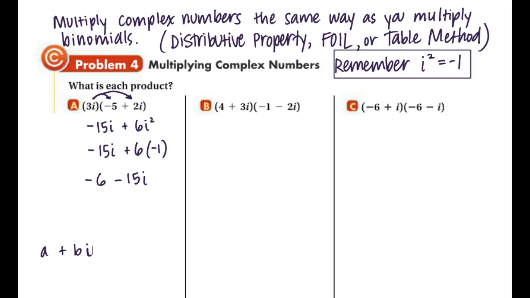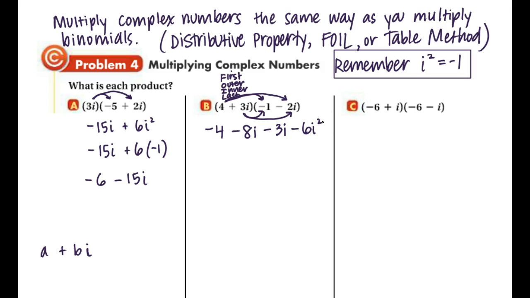Now in part B, we're given the product of two binomials. So in part B, I'm going to use the FOIL process. Remember, first, outer, inner, last. That's what FOIL stands for. Okay, so I'm going to multiply the first two terms. 4 times negative 1 is negative 4. The outer terms multiplied is negative 8i. The inner terms multiplied is negative 3i. And the last two terms multiplied is negative 6i squared.